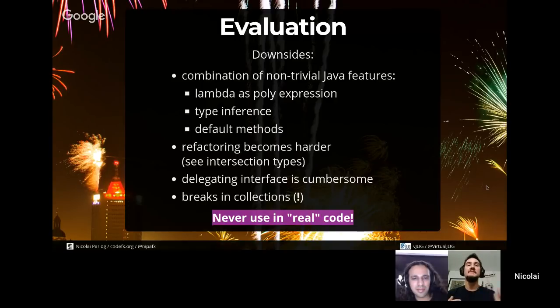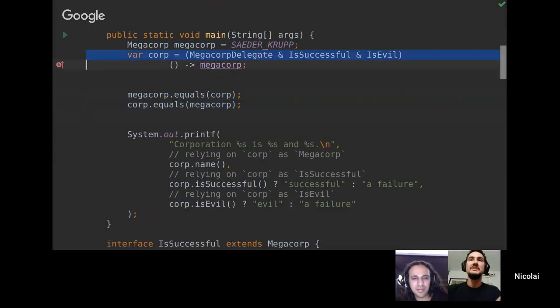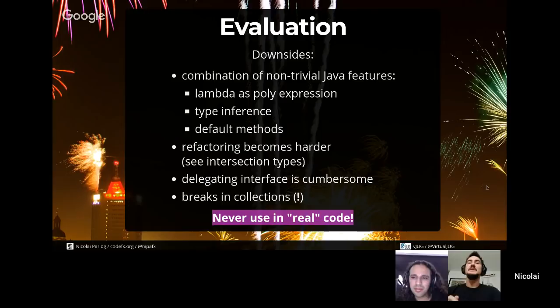If you have a var variable of these three types, then starting to extract a method from that will become kind of painful. Creating the delegated interface is cumbersome. I just did it for Megacorp, which has 3 methods. Imagine doing that for List or for any other really interesting type, which has like a dozen methods. It's kind of annoying.